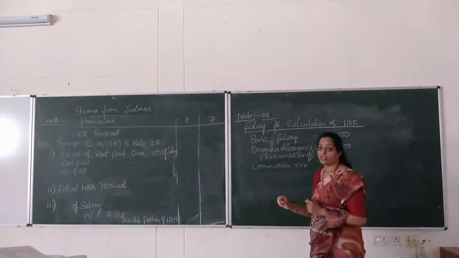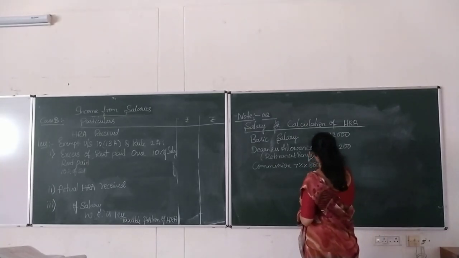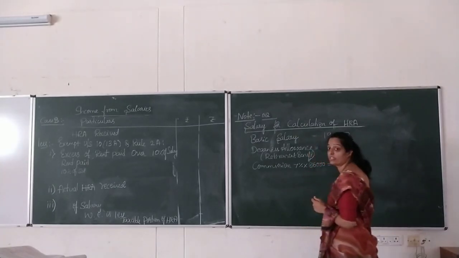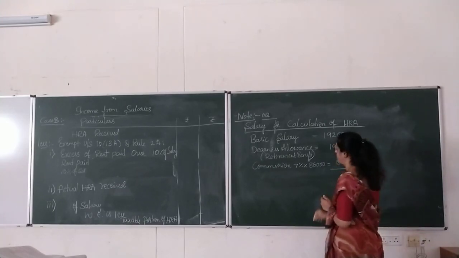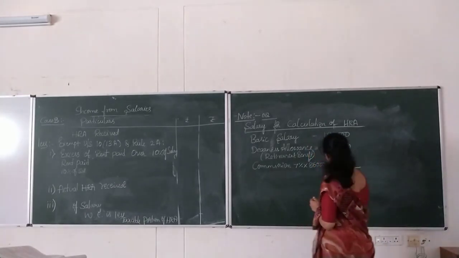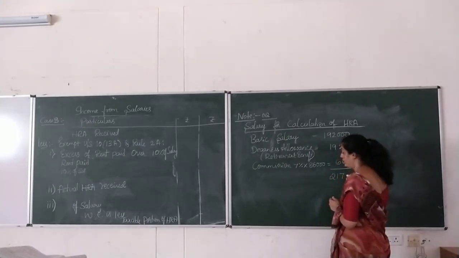Turnover, how much turnover they have in sales? 86,000 of 7%, how much? 6,000. Total basic salary, 2 lakh 17,220.